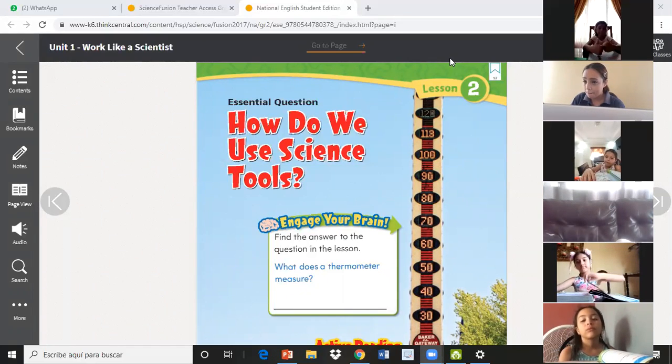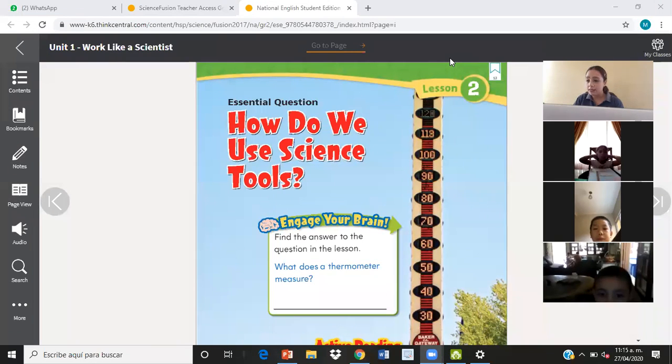Okay, now page number 13. How do we use science tools? First, we're going to start reading together.